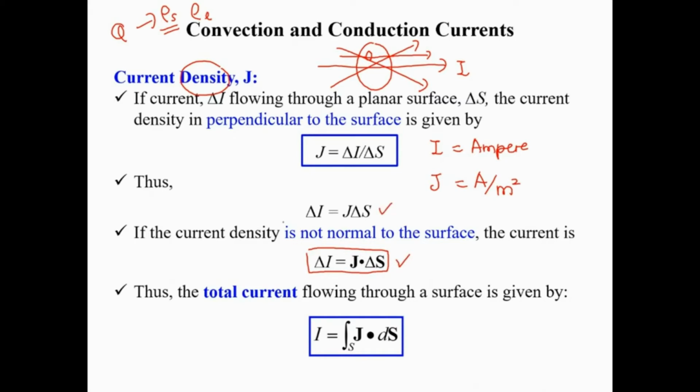So from this relationship, if you want to know the current that passes through a big area, how much current? For example, I give you this J passing through this small surface. So what will be the total current that passes through the whole big surface? You will be integrating the current density dot product with the dS.